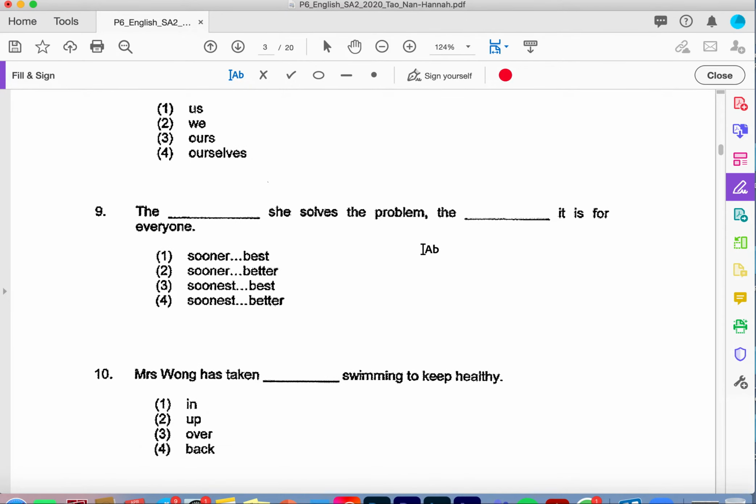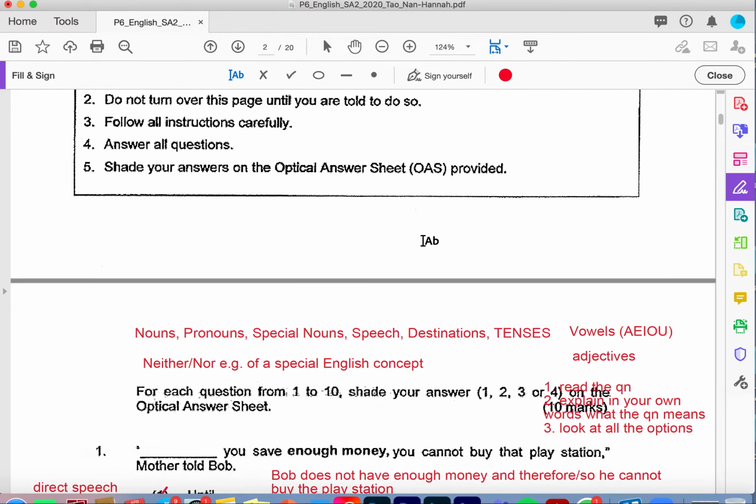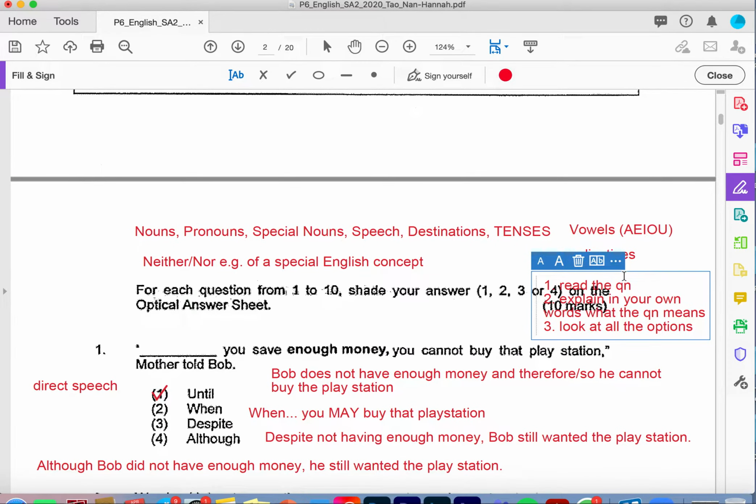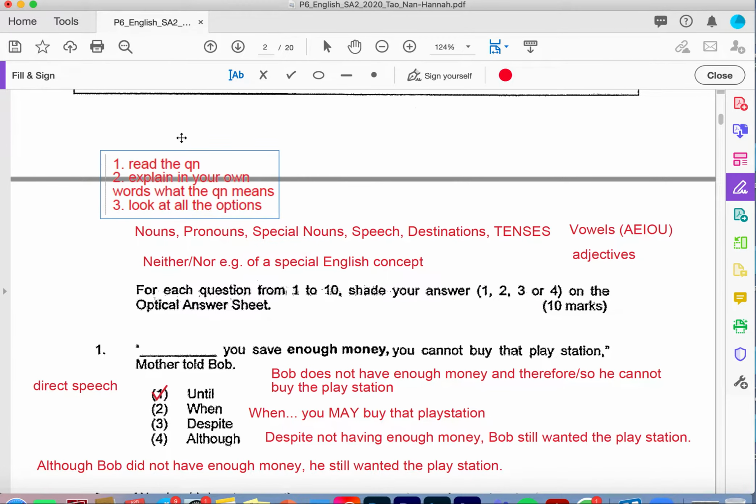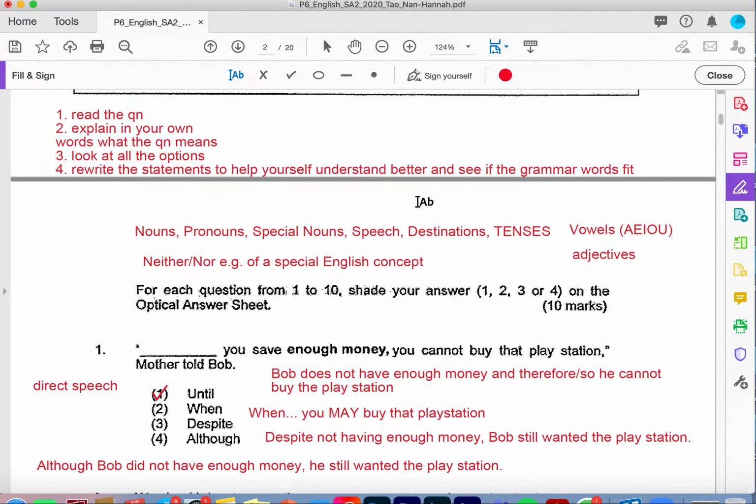Alright, so these are actually quite simple, quite straightforward. I just did the first one to explain, but this is generally the format you should be following for grammar questions. So look at the options. Rewrite the statements to help yourself understand better and see if the grammar words fit. Okay.